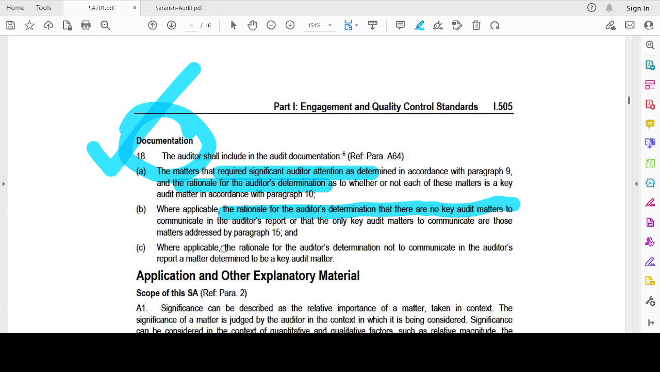Where applicable, the rationale for the auditor's determination not to communicate in the auditor's report a matter determined to be a key audit matter. See, if I have determined a matter to be a key audit matter and I have not communicated it, why is it so? Because a law could have precluded it, or the adverse consequences would have outweighed the public interest benefits. So three things to be documented.